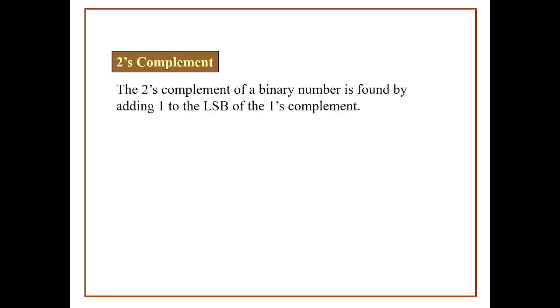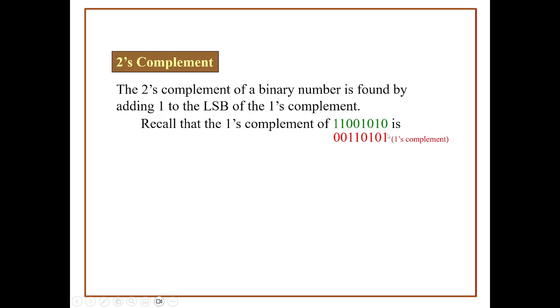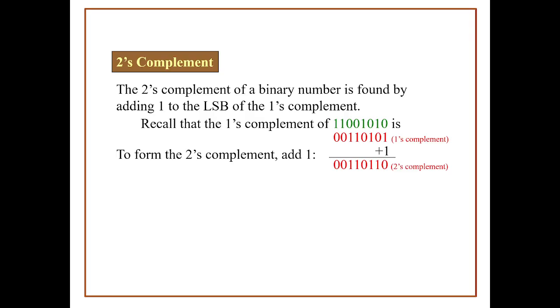So the 2's complement. The 2's complement of a binary number is found by adding 1 to the least significant bit of the 1's complement. So recall that the ones complement of 1, 1, 0, 0, 1, 0, 1, 0 is this. Okay, already discussed on the previous slide. To form the two's complement, add 1 here. So you add 1 there, and then you get the two's complement. So you add 1 here, 1 1 0 1 on top. So 1 0, we got 1 here, and the rest the same.